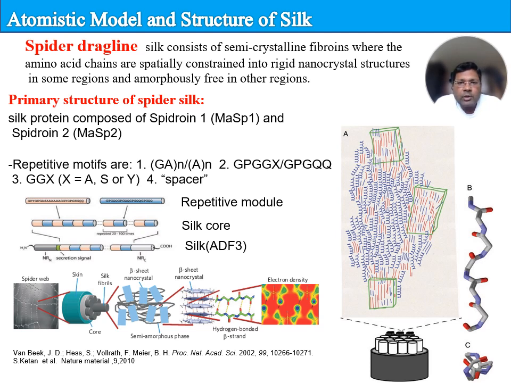In spidroin 1, here X denotes a variable amino acid. The loosely conserved motif GGX is repeated approximately 10 times, and there are glycine-rich repeats in spidroin 2 that include GPGGX and GPGQQ. Here P stands for proline and Q stands for glutamine.